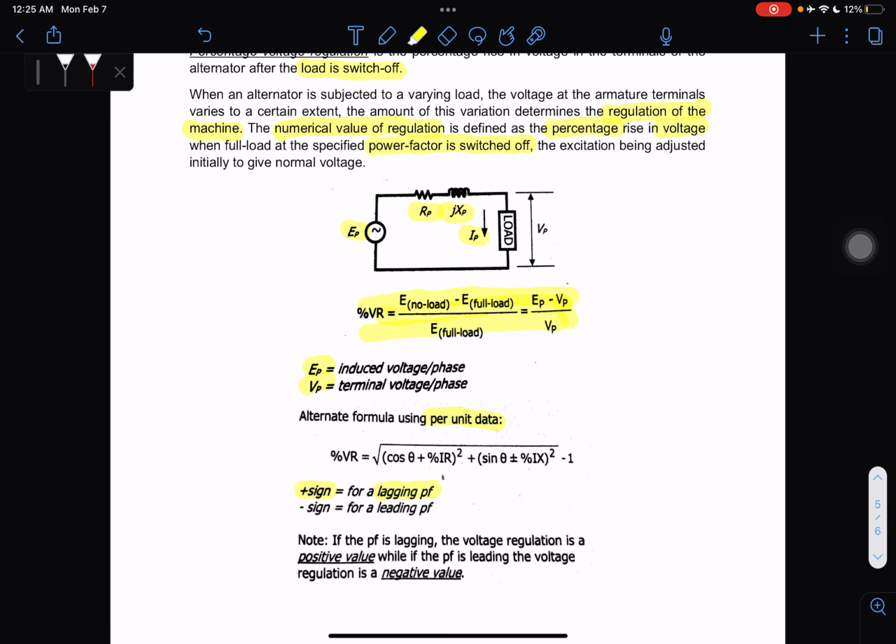So take note siya, baliktad siya. And for negative sign if leading ang power factor. So plus minus percentage multiply sa tong I and X raised to the power of 2 minus 1. So sa gawas ang 1 ha, wala siya nasulod sa square root nato. So formula ni siya if naghatag ang problem of per unit data or PU.